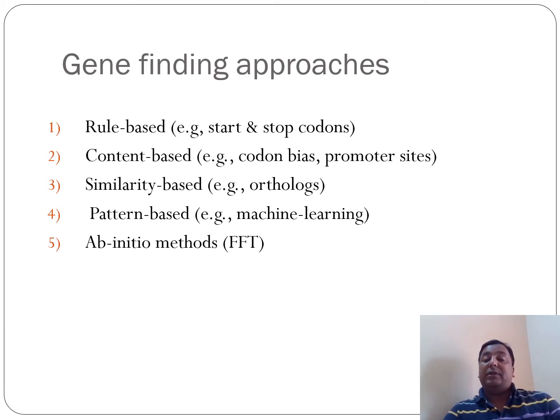The first one is rule based, the second is content based, the third is similarity based, the fourth is pattern based, and the fifth is ab initio methods. One by one we will be discussing all the methods used to identify genes computationally. So the first is the rule based method. The rule based method is a simple method, mainly applied to identify prokaryotic genes.